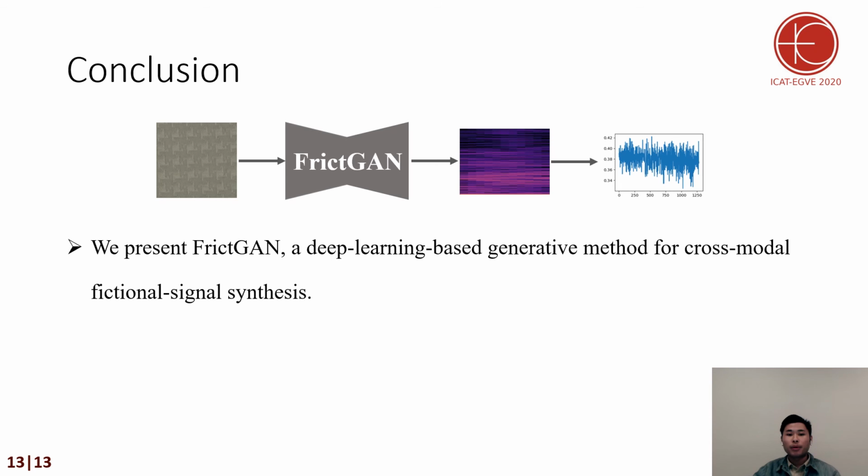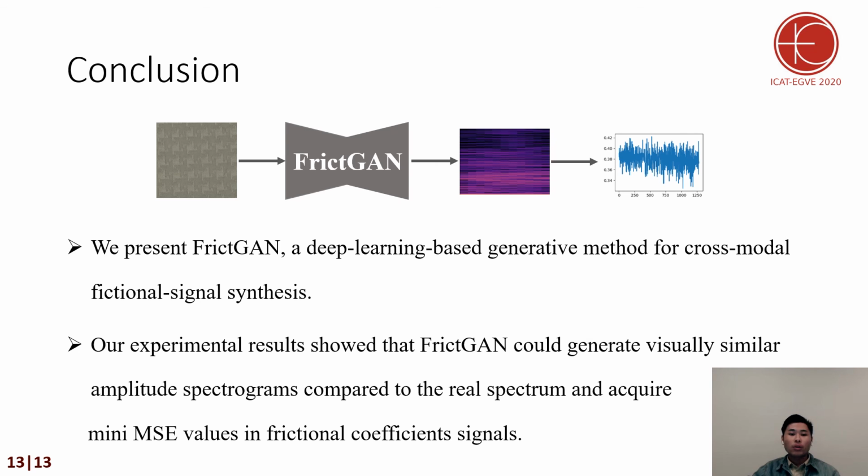In conclusion, we propose FrictGAN, a deep learning-based generative method for cross-modal frictional signal synthesis. FrictGAN was designed based on the GAN structure, taking the RGB fabric images as the input and the distribution of the frictional coefficients of the fabric surface as the output. We also conducted some preliminary experiments to evaluate the effectiveness of our model. The results showed that FrictGAN could generate visually similar amplitude spectrograms compared to the ground truth and produce tiny MSE values in frictional coefficient signals.